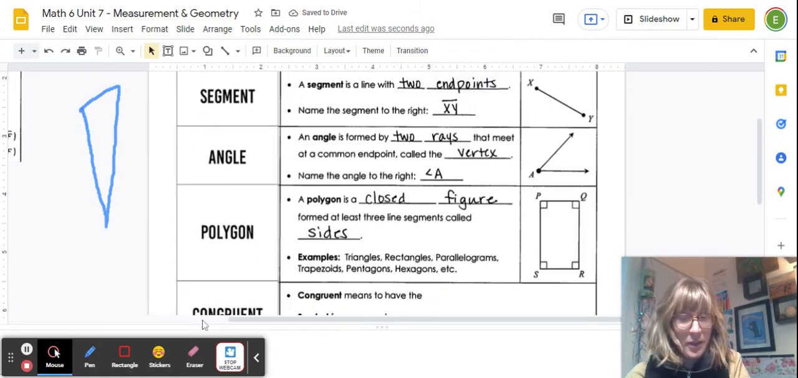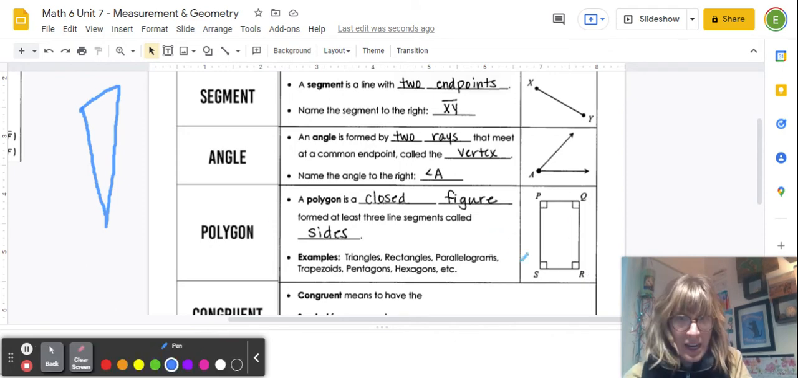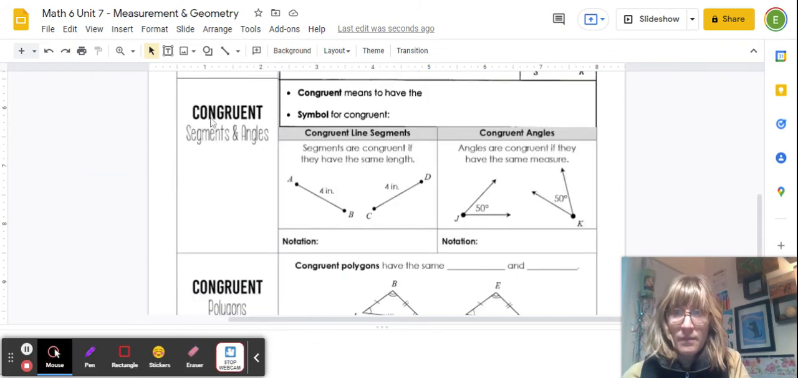Those are called sides. So when they are in a polygon, they are not a line segment necessarily, even though they technically are, because it's a line that has two endpoints right here, but it is called a side. So we have a triangle or a rectangle. These are all closed polygons that have at least three sides.